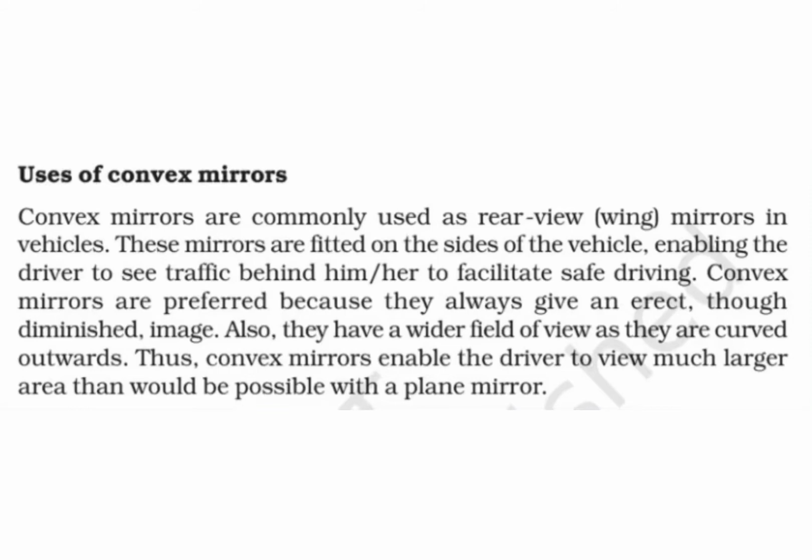Also they have a wider field of view as they are curved outward, which means many vehicles can be seen at a time. Thus convex mirrors enable the drivers to view a much larger area than would be possible with a plane mirror. Why plane mirror? Because plane mirror also gives virtual image, but its size is the same as that of the object. Because of that, instead of plane mirror, convex mirror is preferred as rear view mirror. Students, it can be asked for 2 marks. Explain why convex mirrors are used as rear view mirrors. Then you have to write all these things.